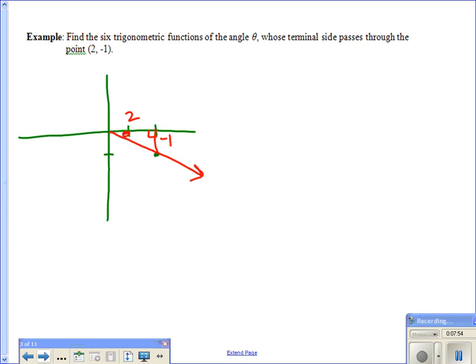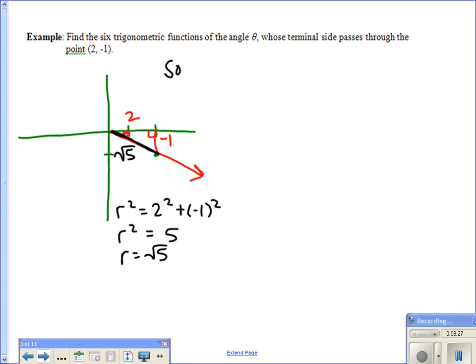That means I need to figure out what the length from here to here is, so your radius. So in order to figure out that, we're using our Pythagorean theorem. So r squared is equal to 2 squared plus negative 1 squared. So that would give me a value of r squared equal to 5. So r is equal to the square root of 5. And remember, r is always a positive value. That's why I'm not going to do plus or minus the square root of 5. Now that I have that, I can figure out my trig ratios.